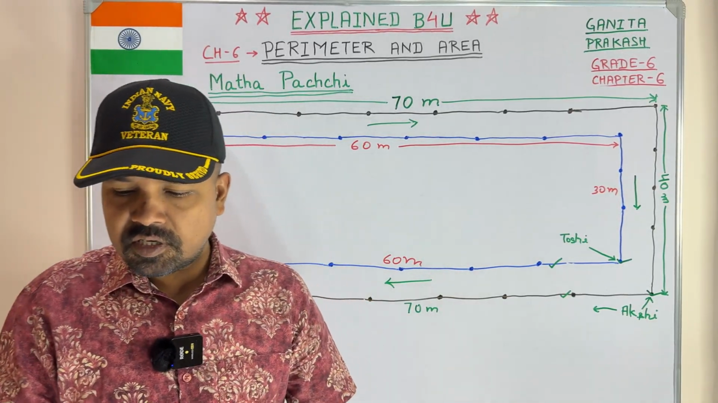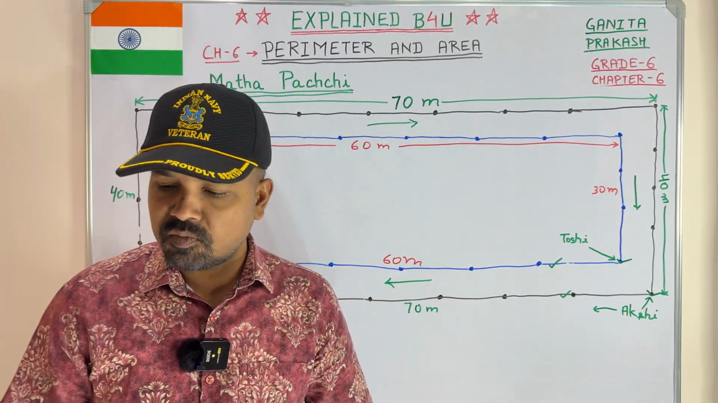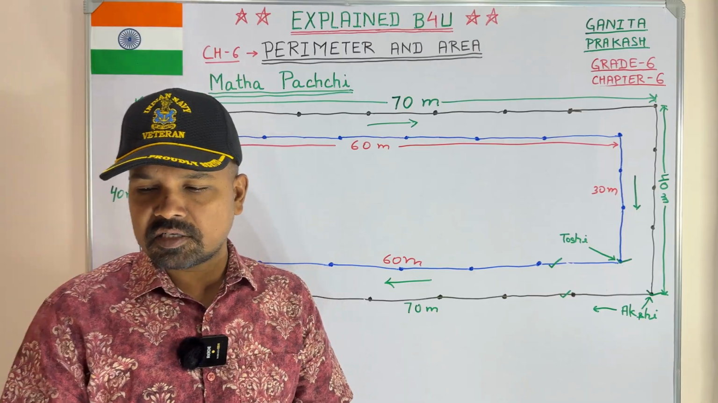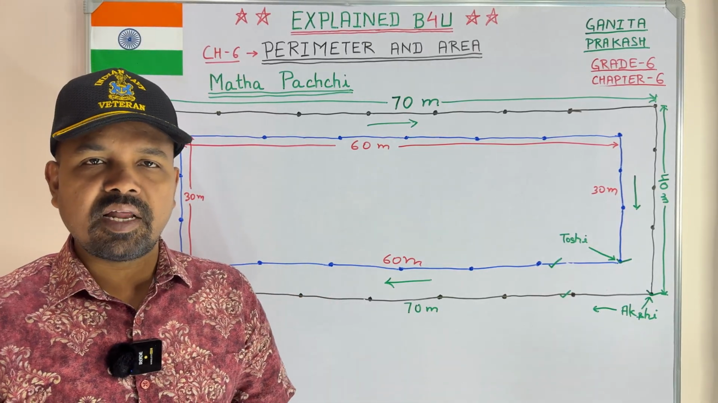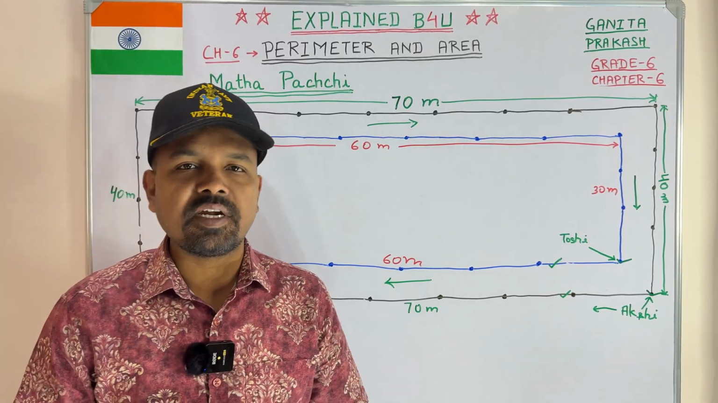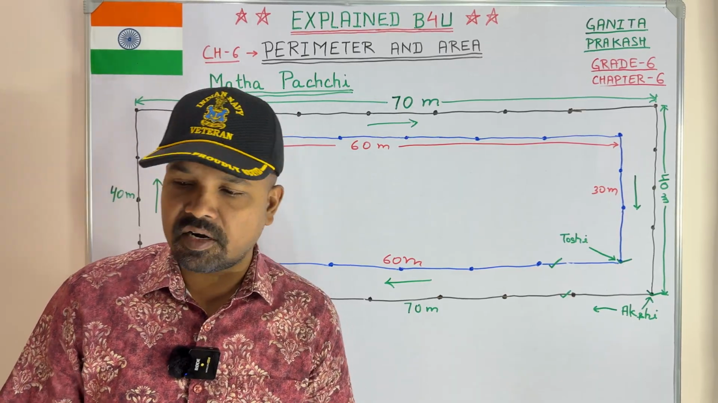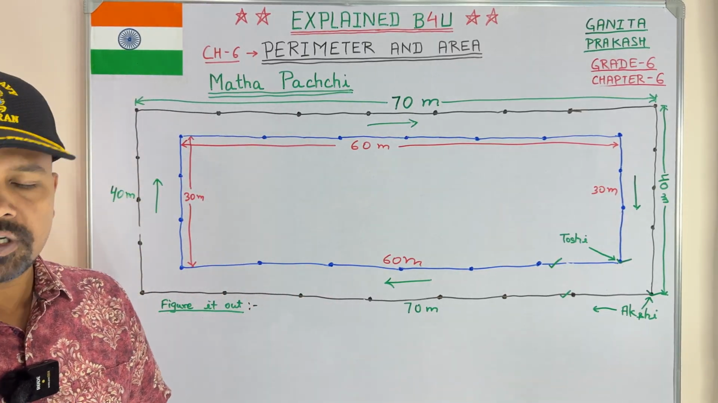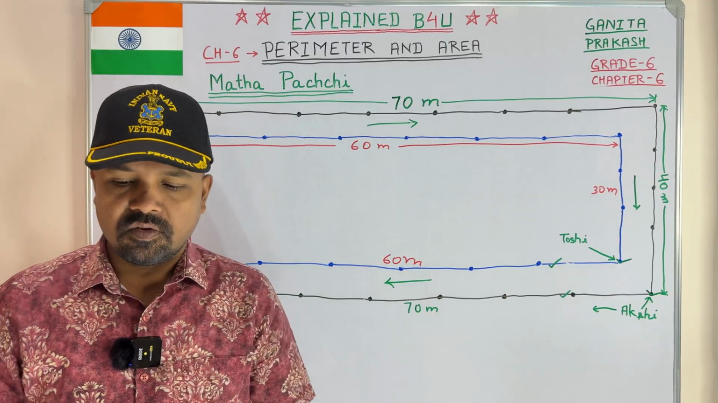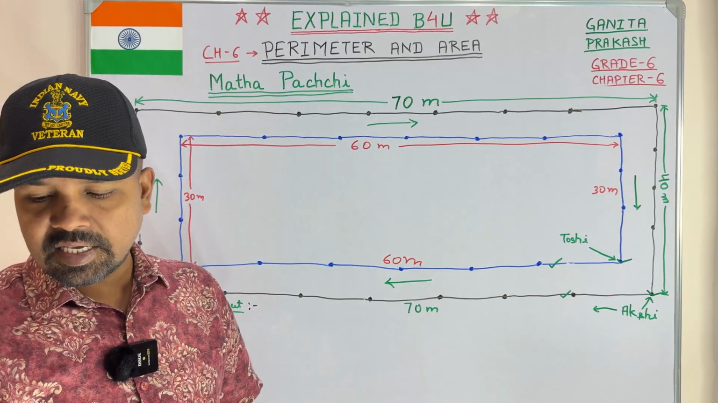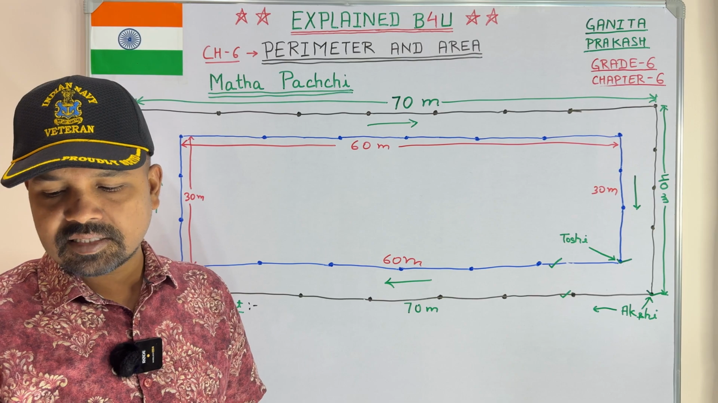Moving to the third question. In the second question, one more question is there. Who ran a longer distance? Obviously, Toshi ran a longer distance because Toshi ran 1260 meter and Akshi ran 1100 meter. So, obviously, Toshi ran a longer distance. Now, question number 3. Think and mark the positions as directed.